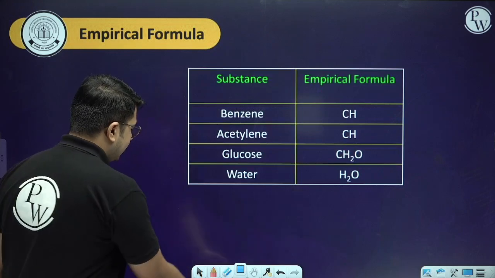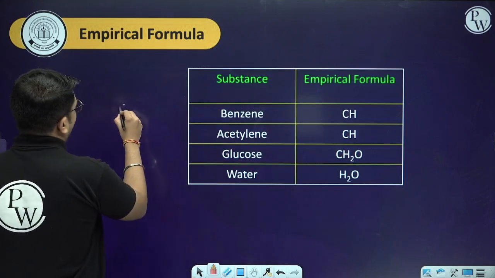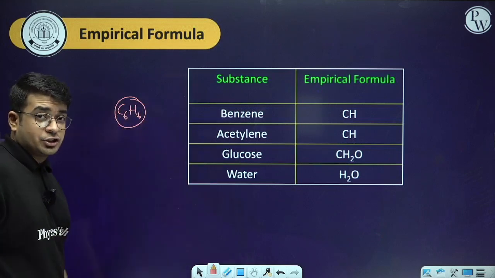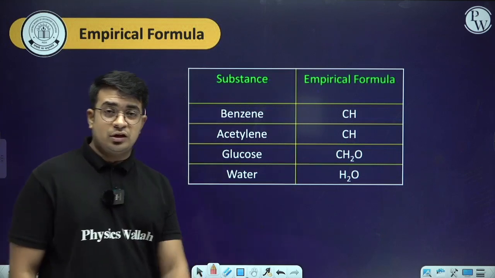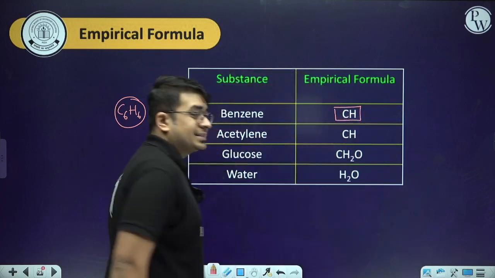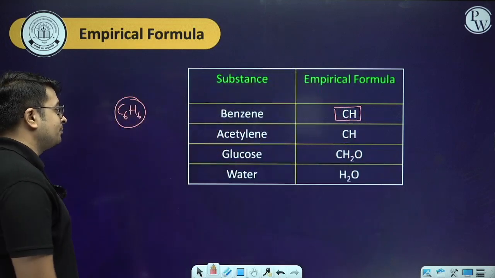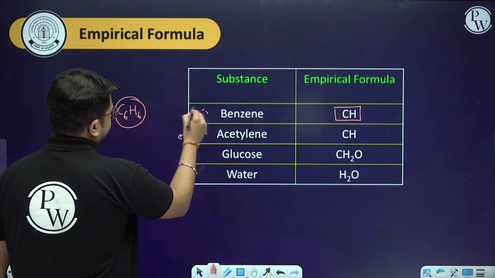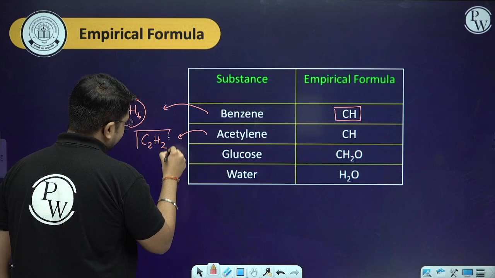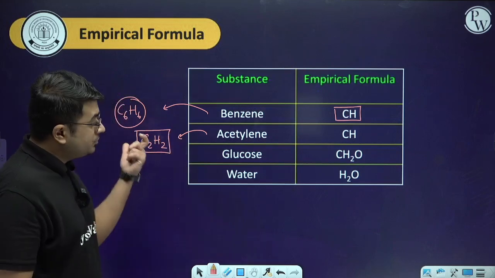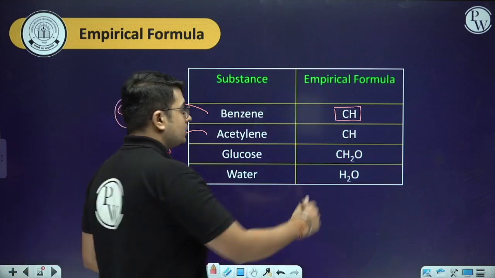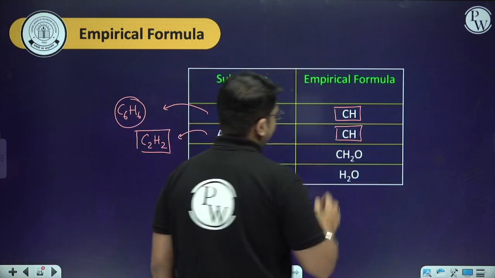For example, how can we talk about the empirical formula? We know in case of benzene, the formula is actually C6H6. But the minimum ratio of carbon and hydrogen, the simplest whole number ratio, is only 1:1. So, we have the empirical formula, which is CH. I hope this part is clear. In case of acetylene, which is ethyne, the formula is C2H2. Again, this is the actual formula, but the minimum ratio is 2 divided by 2, which is 1:1. So, that will be CH only.